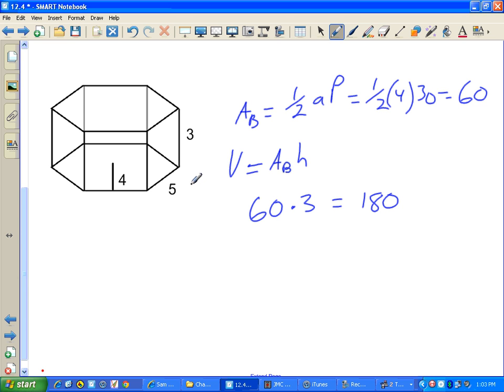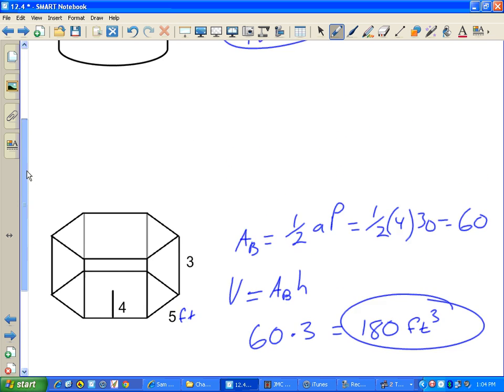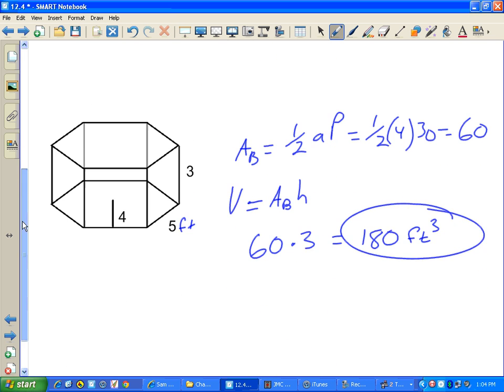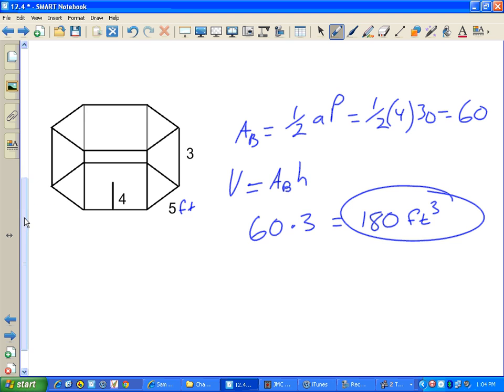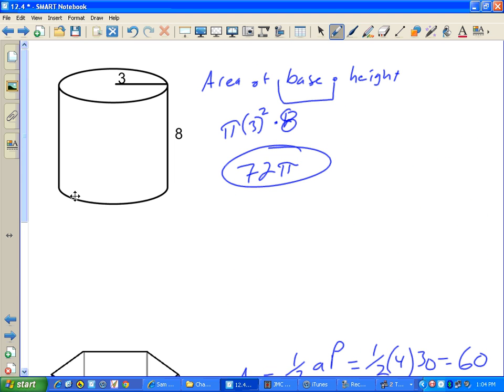Now for units on here, since it's a 3-dimensional measurement, if this is feet, I would have cubic feet, or feet cubed, 180 feet cubed. And that would be my volume. So that covers cylinders and prisms.